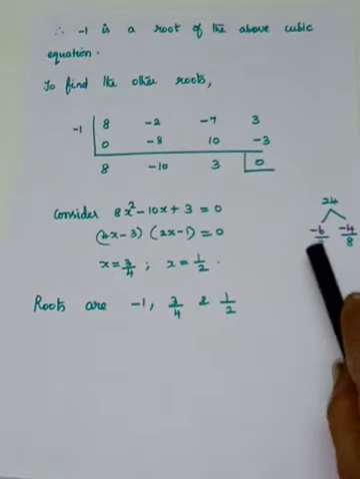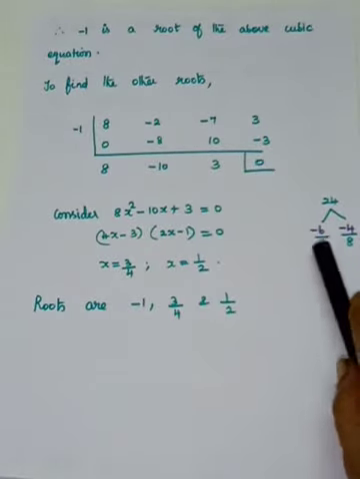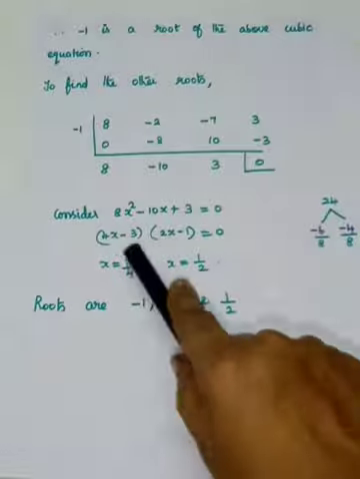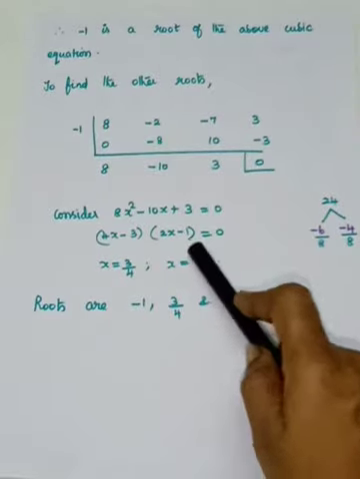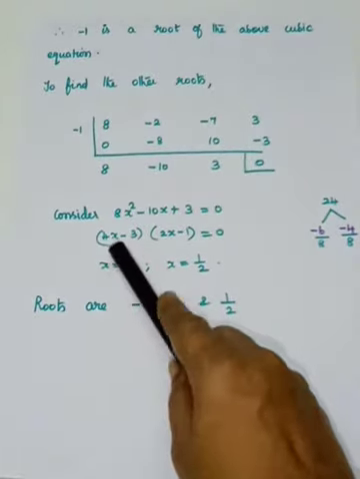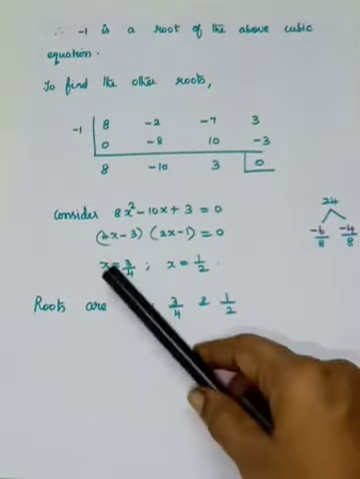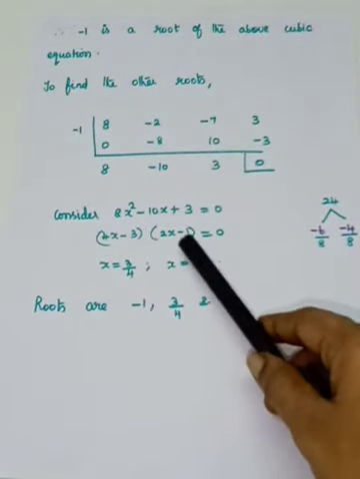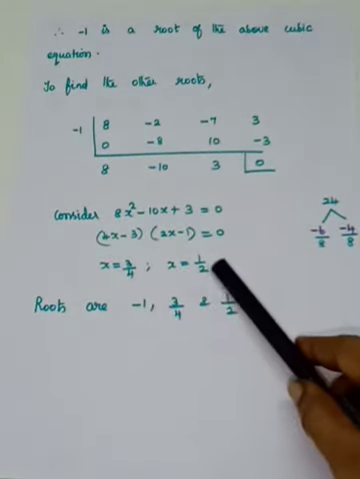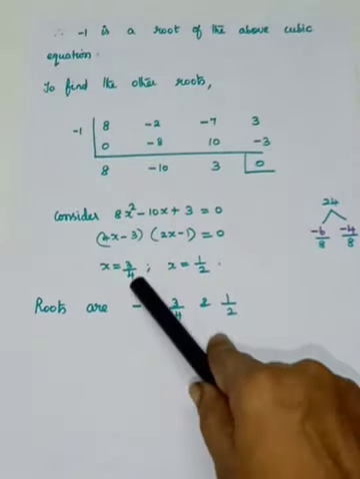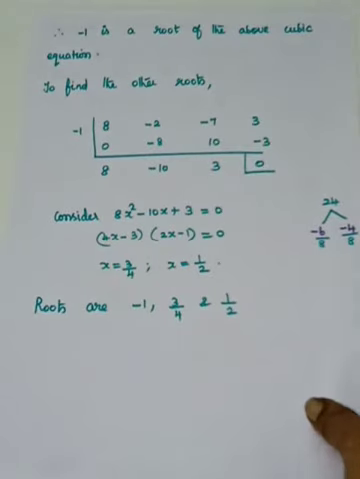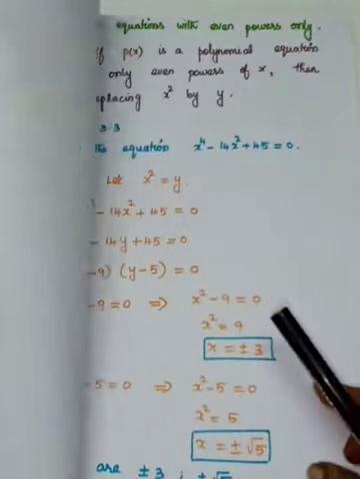So when you cancel 6 and 8, in the numerator you will have 3 and in the denominator you will have 4. So therefore 4x minus 3. Here 8 and 4 get cancelled, so therefore minus 1 by 2, so it is 2x minus 1 is equal to 0. When you equate 4x minus 3 is equal to 0, x is equal to 3 by 4. 2x minus 1 is equal to 0 means x is equal to 1 by 2. So minus 1 is one root, and the other roots are 3 by 4 and 1 by 2. So in this way you can find.